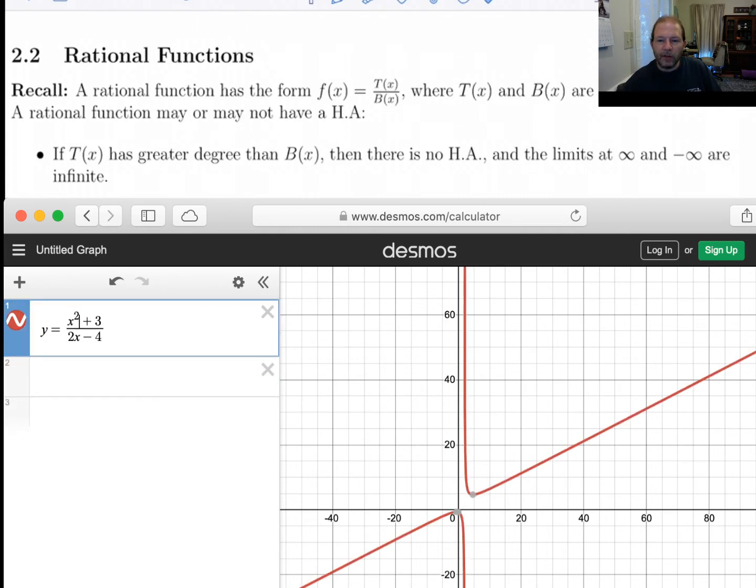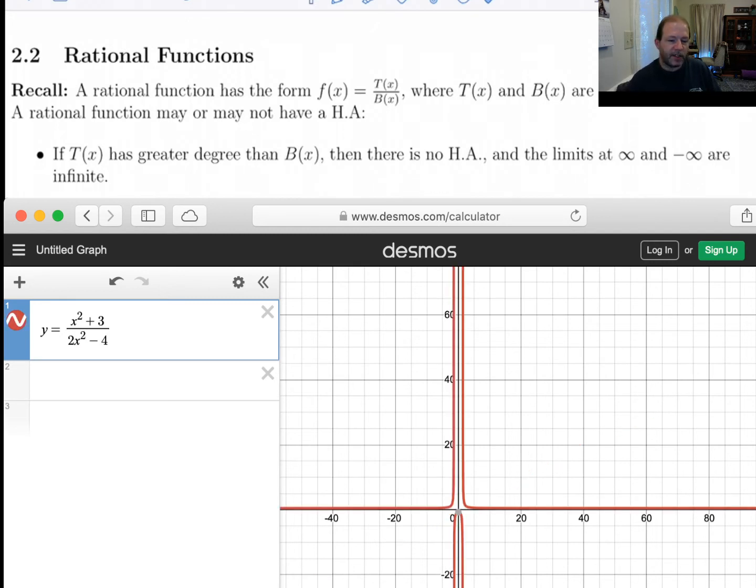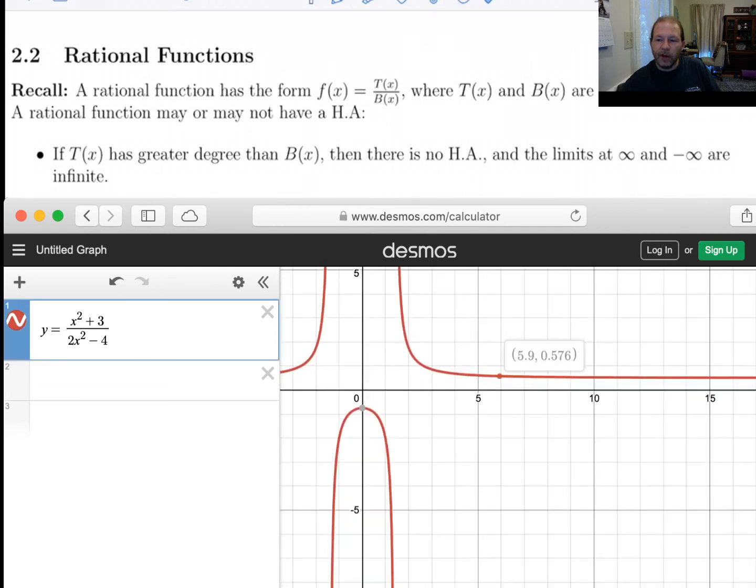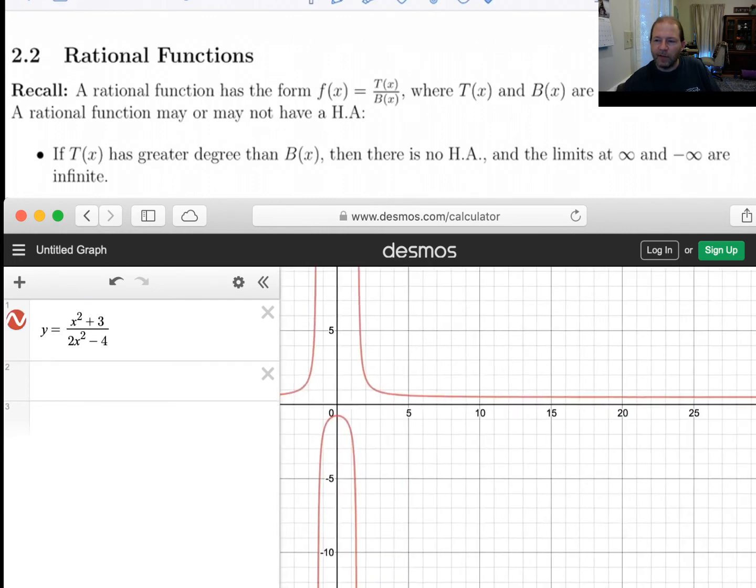Now, what about if we have the same degree on top and bottom? If I change that to 2x squared minus 4 under x squared plus 3, if you notice, we do have an asymptote here. It's not easy to see here, but this asymptote is at 2.